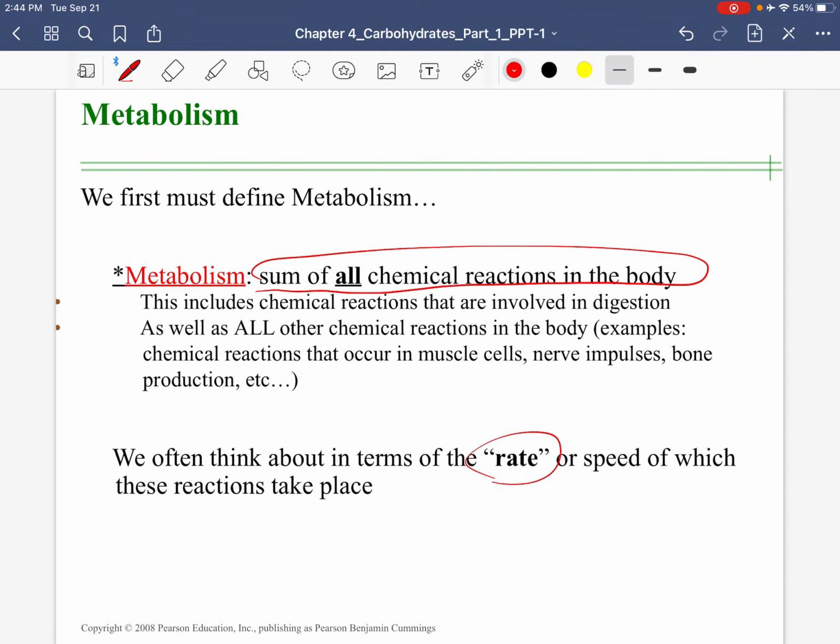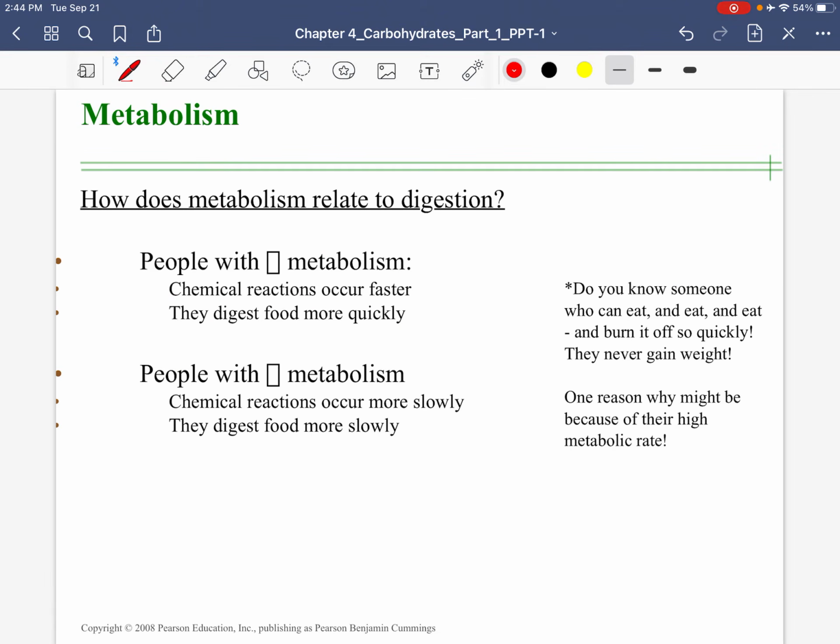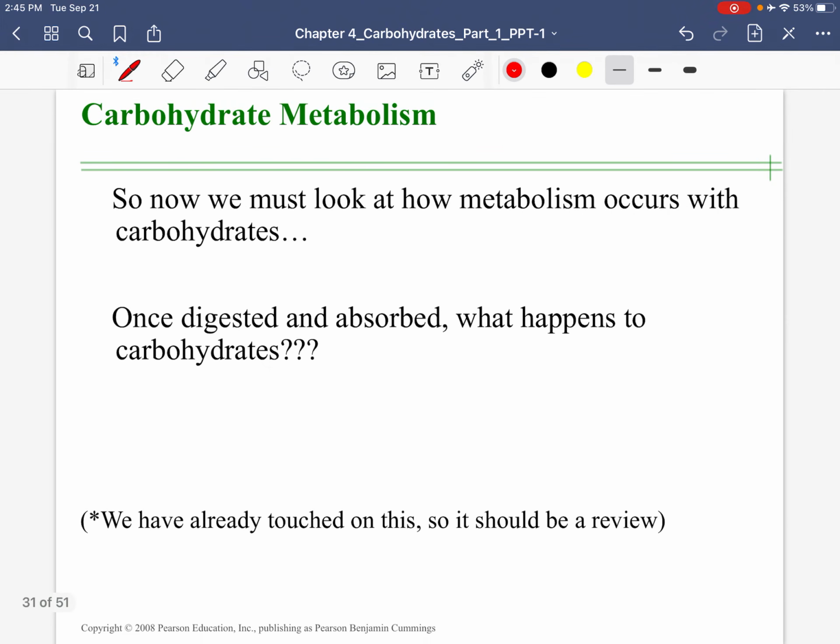Usually, we relate this to a rate also. So we could talk about metabolic rate, how quickly somebody's body completes these chemical reactions. So for example, people that are said to have a higher metabolism, their chemical reactions happen more quickly. And if I have faster chemical reactions in digestion, I've got more enzymes, I can digest more quickly. On the other hand, people that are said to have a lower metabolism have slower chemical reaction rates, which means in terms of digestion, these chemical reactions happen slower.